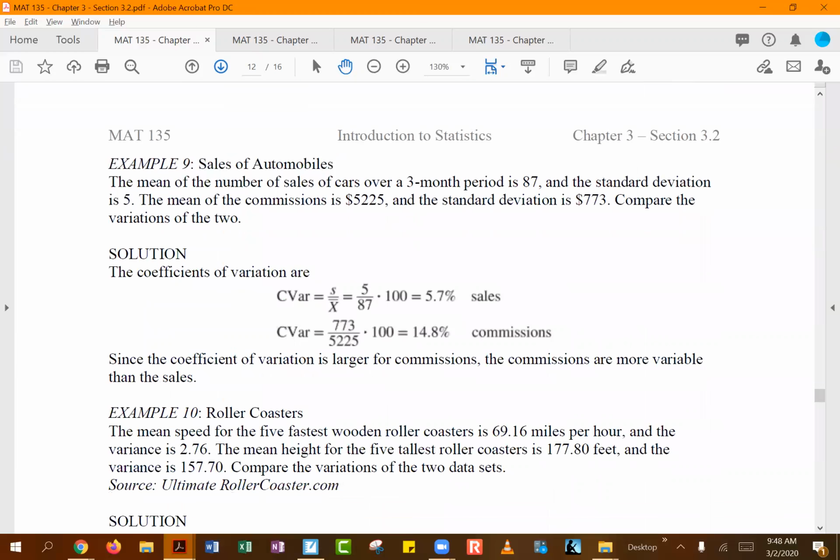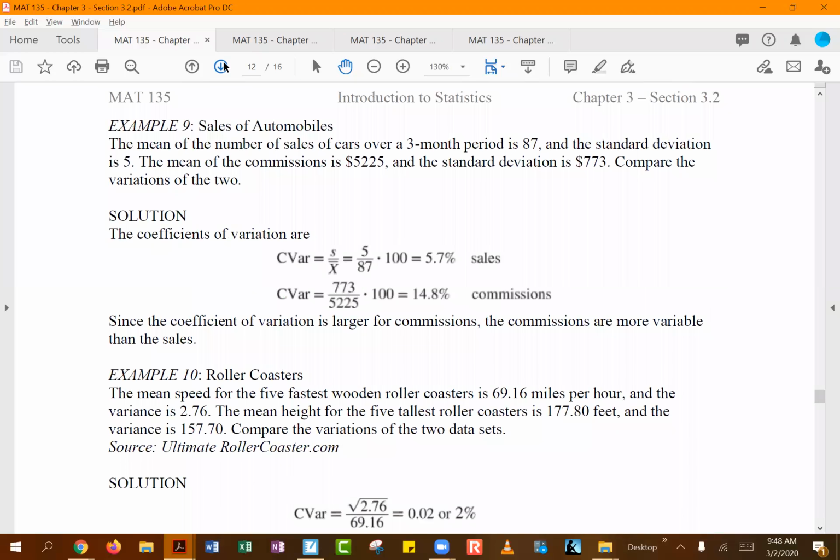So just a quick example here. Again, we're talking about the sales of automobiles. Over a 3-month period, the mean number of sales for cars was 87 cars. They're telling us the standard deviation is 5. And the commissions based on that: your mean value is 5,225 and the standard deviation is 773. So we have the number of sales and we have the commission the salespeople earned, right?